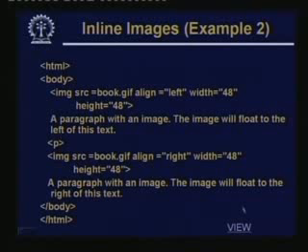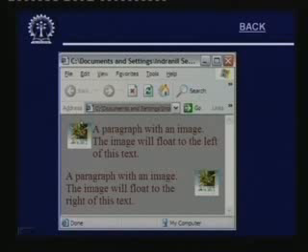So, if this is displayed on the browser, it will come like this. The image is left justified, then the paragraph will be coming after this. Image is on the right, the paragraph is on the left.